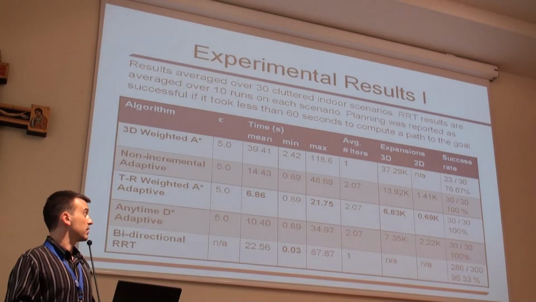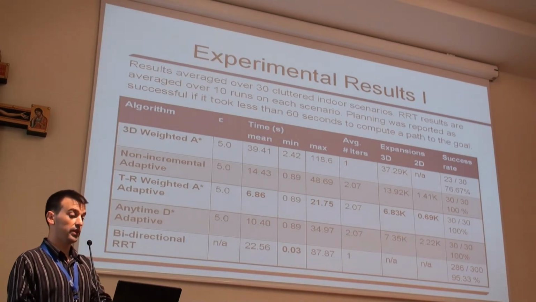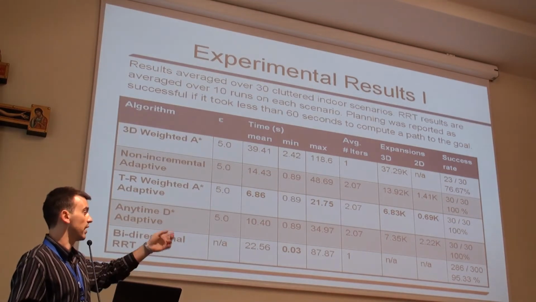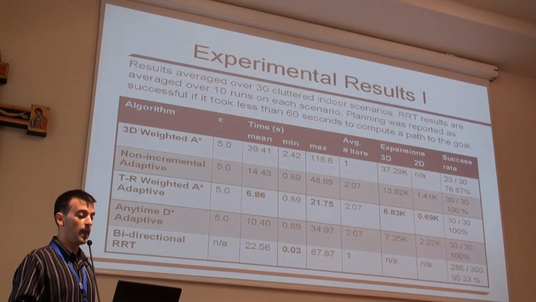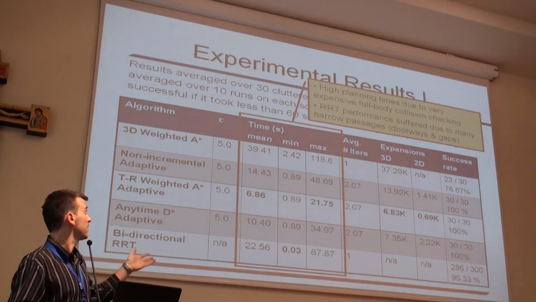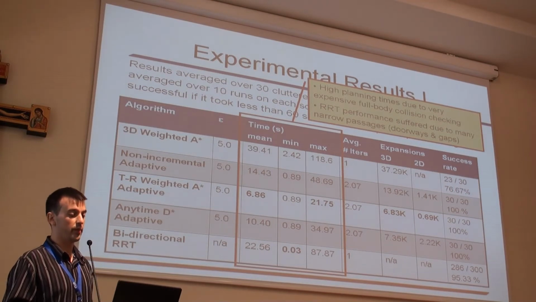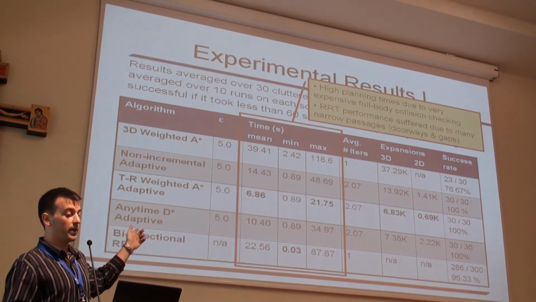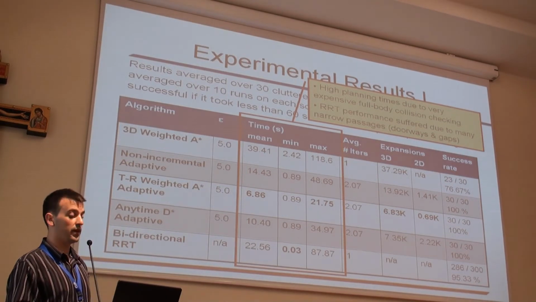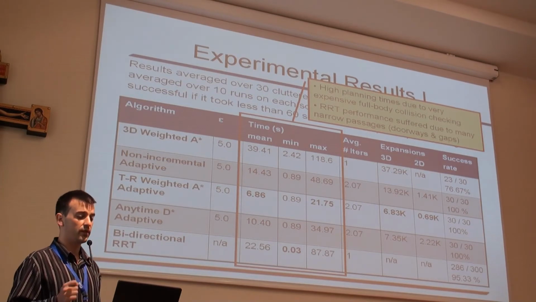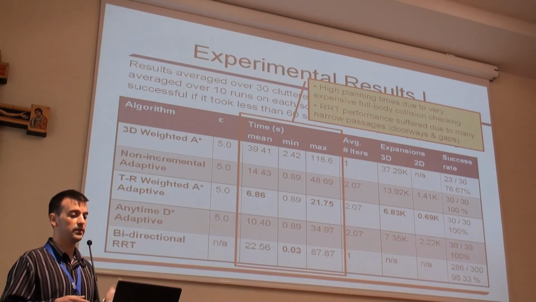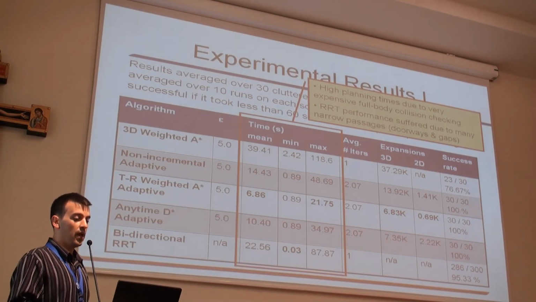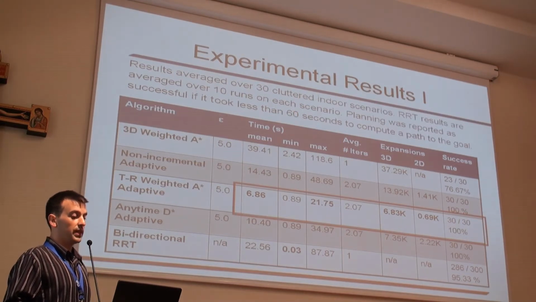So here are the results that we observed on the 30 cluttered indoor environments. The RRT results are averaged over 10 runs on each scenario, so we have a total of 100 runs for the RRT. And we can see also the high planning times are due to the expensive collision checking that we perform. We can see that the tree restoring incremental adaptive planner performed the best of all 5. Also, the RRT's performance suffered significantly due to the many narrow passages in our maps, such as doorways and gaps in between furniture.